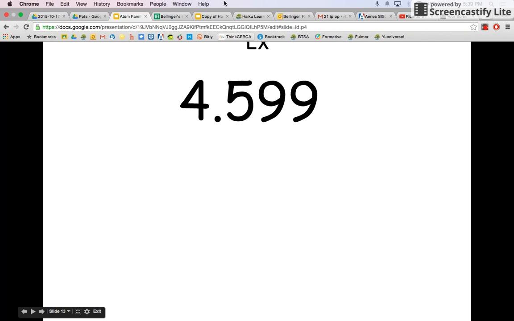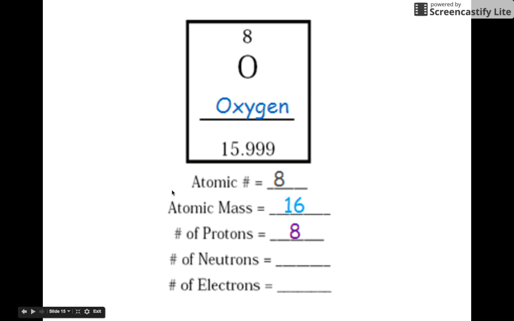Now 4.599, 5 is after the decimal point. 5 or higher, it goes up, it rounds up, and then it becomes 5. We're going to use 5 for this 4.599.